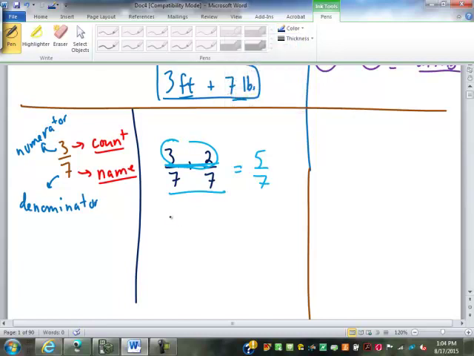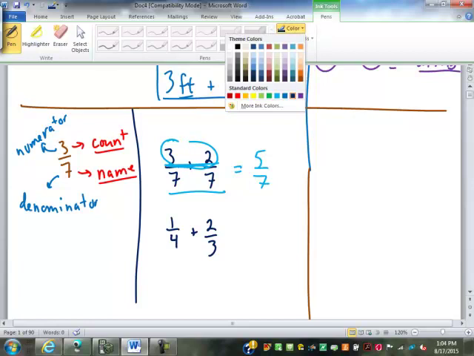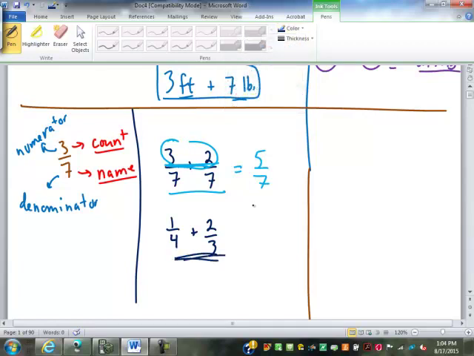If we have something like 1/4 plus 2/3, can we add those the way they're written? No. Now, when we talk more about fractions, we'll talk about how you change their name so that you can add them. But for right now, we're just going to leave it: they don't have the same name. You can't add them in that form.